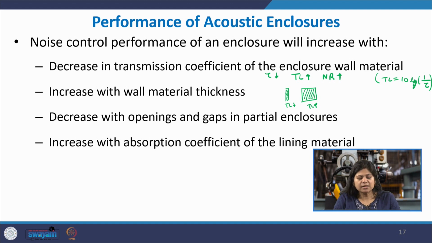Then if you decrease the openings and the gaps in these partial enclosures, because each opening becomes a pathway for leakage of the sound waves, because whenever there is an opening or a hole, at that patch where the opening or the hole is present, that is effectively having a tau of 1, which is all the sound waves are transmitting through it, and it is not able to stop it. The transmission loss is ideally almost 0 or a very low value. So, these are going to just bring down your overall transmission loss.